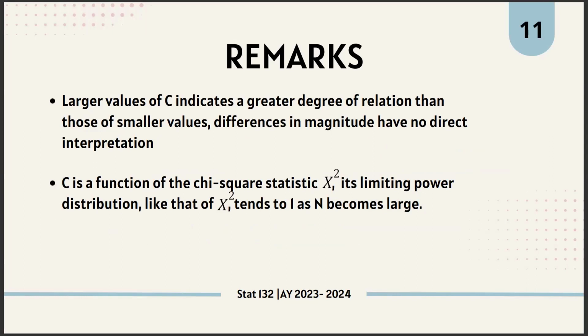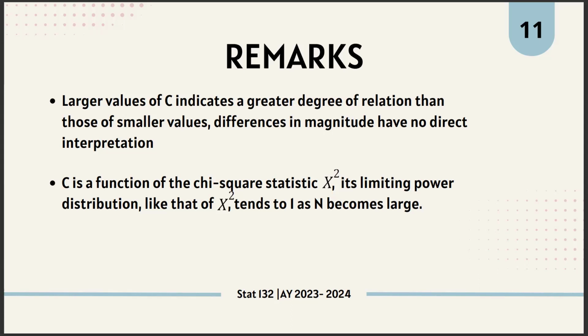Larger values of C indicate a greater degree of relation than those of smaller values. However, the differences in magnitude have no direct interpretation. So, we are familiar with R-squared, right? With R-squared, we can say that it is the proportion of variance accounted for by the relation between two variables. However, we cannot do that. Like, we cannot say proportion of variance, for example, in the case of C or C squared. Because again, our assumption is nominal.